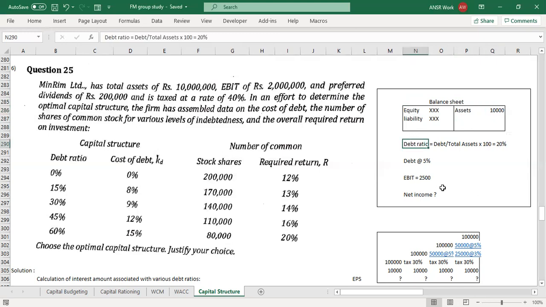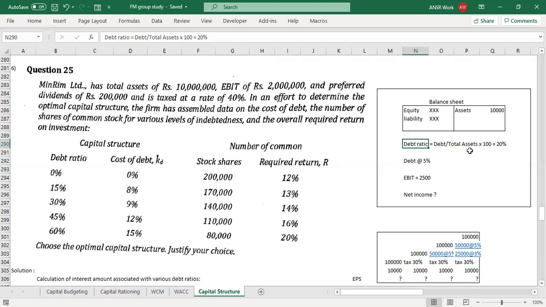There is something called debt ratio. We had discussed this in one of the questions, but had not given the exact formula for it that time. I just told, not written anywhere. So debt ratio is nothing but debt divided by total assets into 100. Suppose you have total assets of 10,000 and debt of 2,000, then your debt ratio will be 2,000 divided by 10,000 into 100. That should be 20%. However, here it's the other way around.